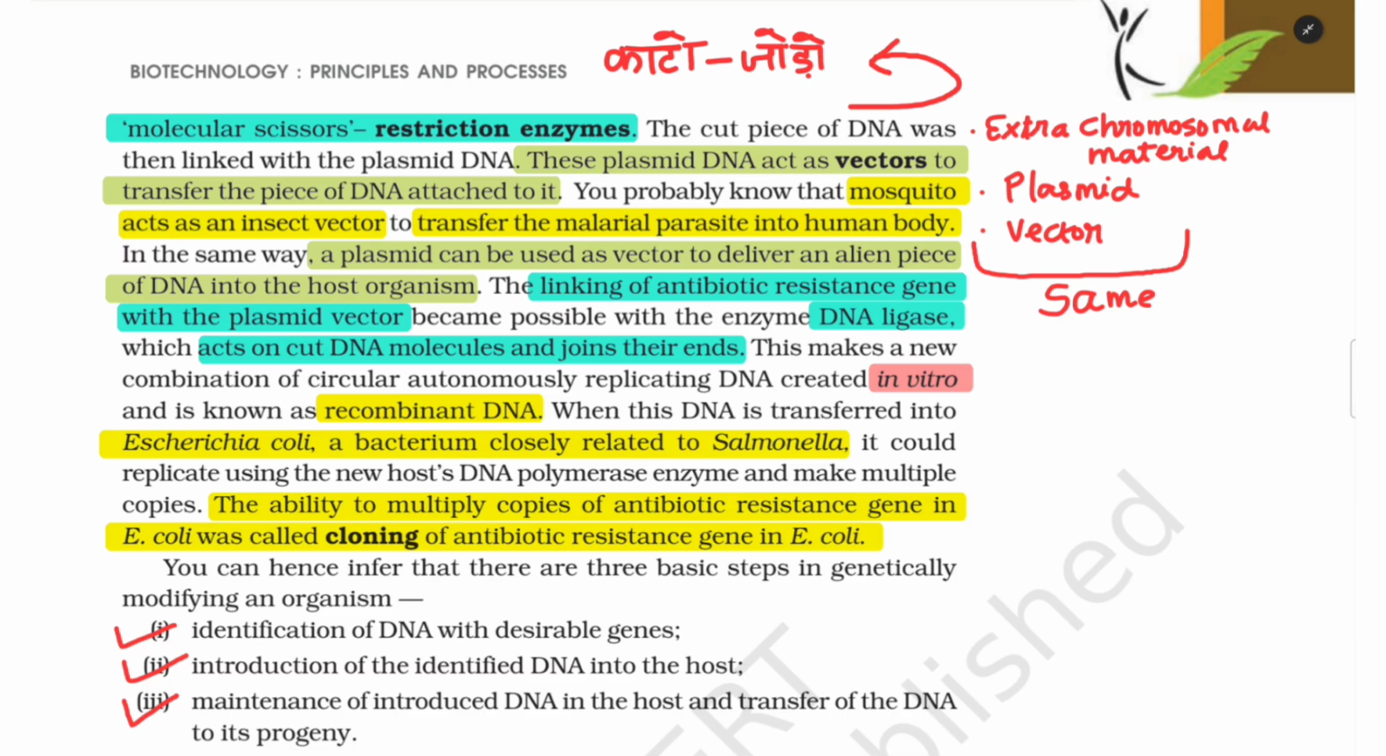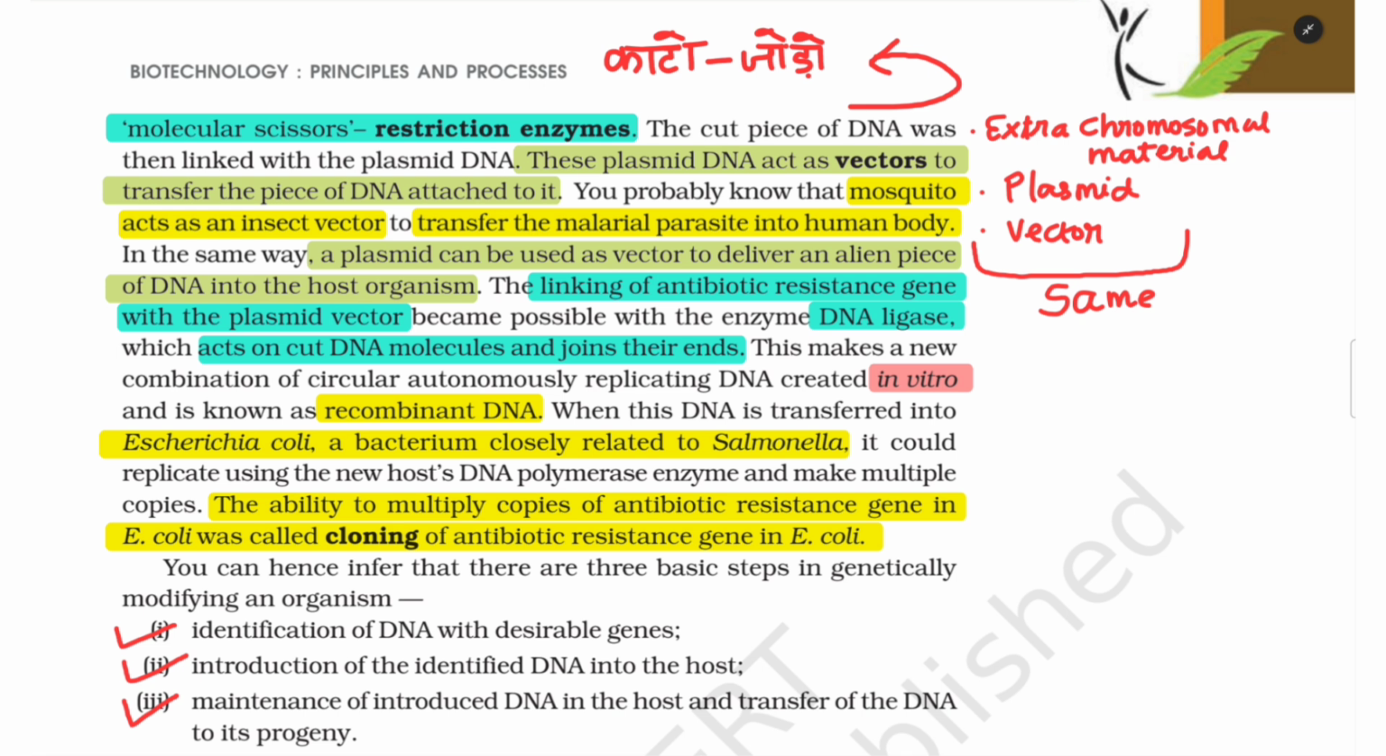host organism. The linking of antibiotic resistant gene with the plasmid vector became possible with the enzyme DNA ligase, which acts on cut DNA molecules and joins their ends. This makes a new combination of circular, autonomously replicating DNA created in vitro and is known as recombinant DNA.